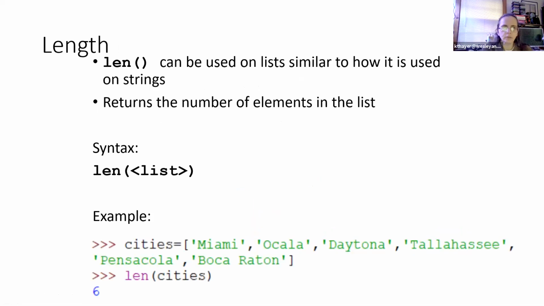Length, which we have seen before, can be used on lists similar to how it's used on strings. It will report back how many items are in the list. Here is our syntax: we have length and then the list. For example, here's cities, a list, and we ask what's the length, and it tells us it's 6.